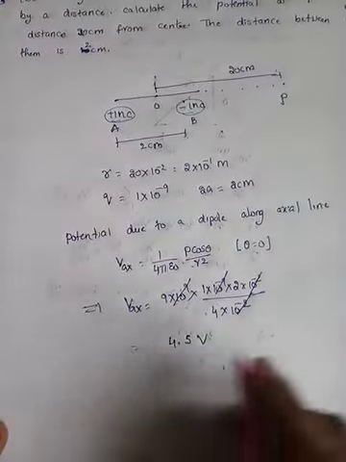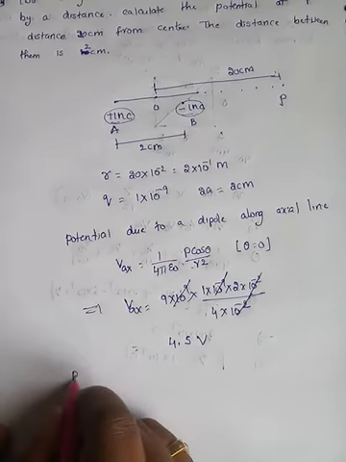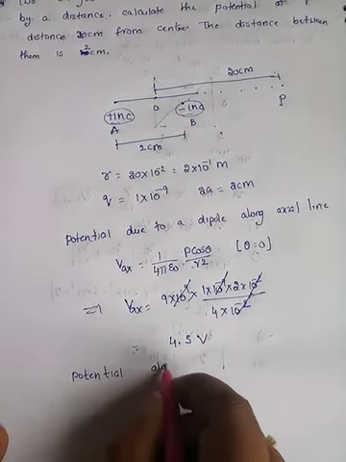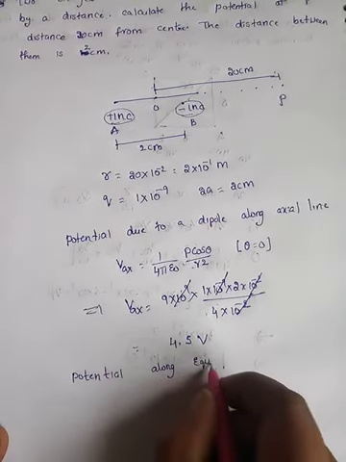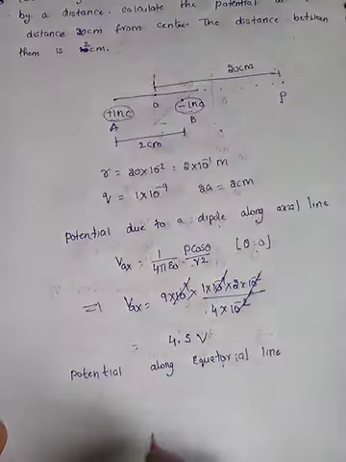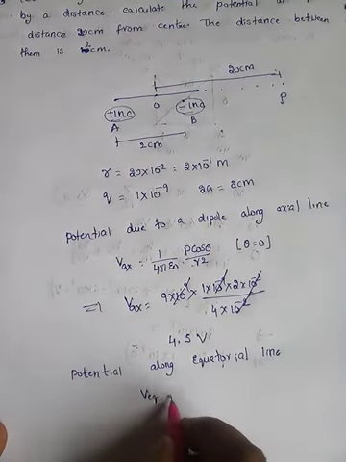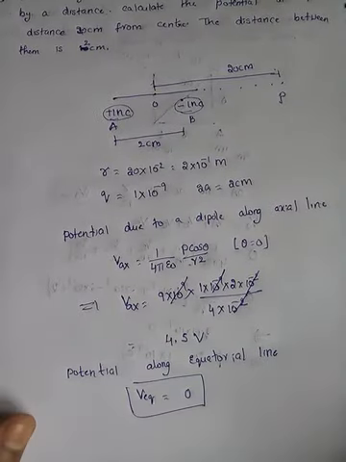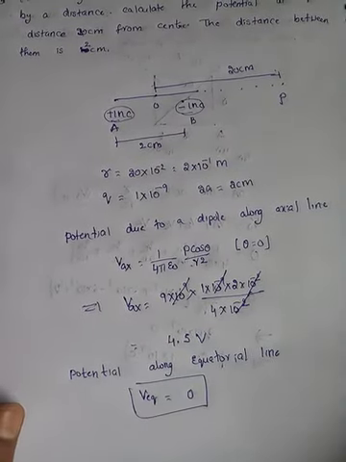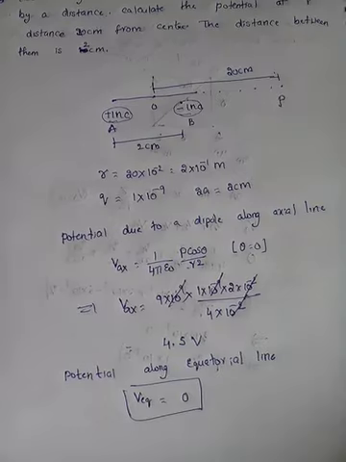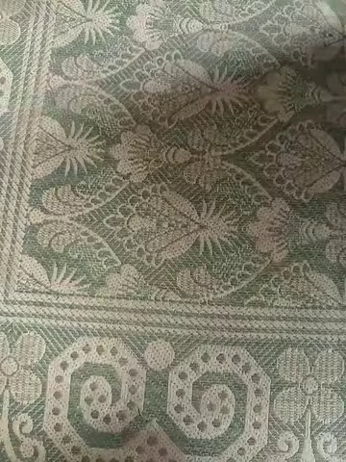Next, same way, potential along the equatorial line. Potential along the equatorial line equals what? 0. Because of two equal and opposite charges separated by a distance. Theta equals 90. So this is the way of calculating potential due to different charges along the axial line and the equatorial line. Next one.